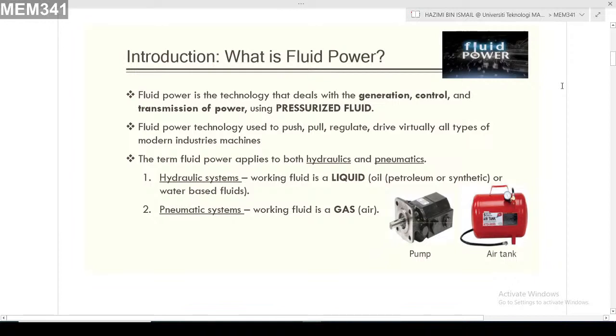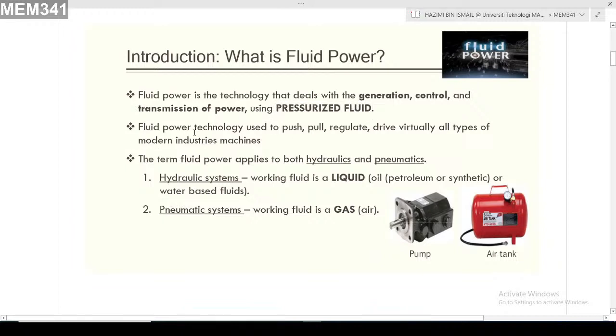The first one, what is fluid power? Based on the definition in the Chapter 1 notes, fluid power is the technology that deals with the generation, control, and transmission of power by using pressurized fluid. This is the keyword, pressurized fluid. So anything regarding fluid power, there will be pressurized fluid involved in the system.